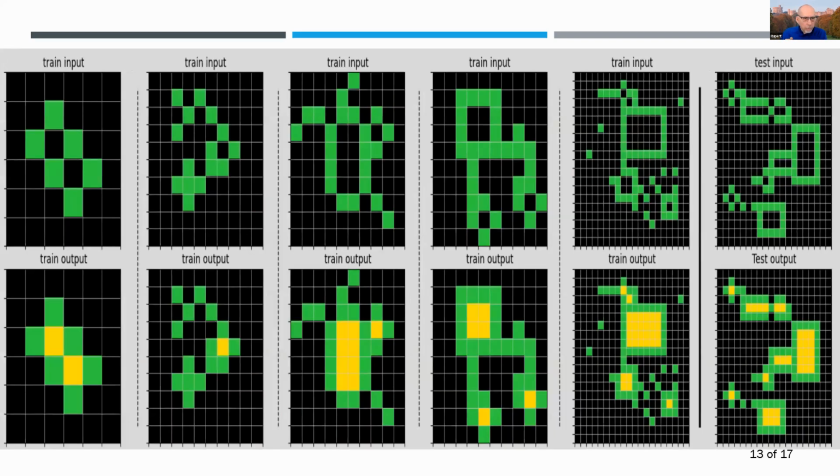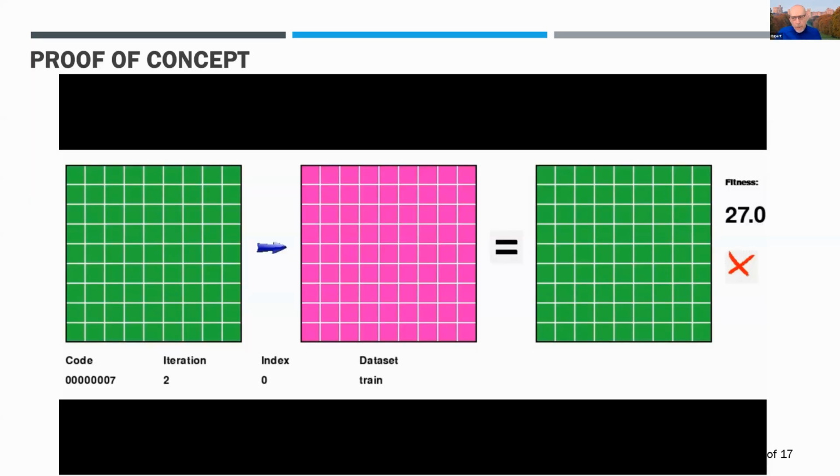One other example, here it's quite easy for us to work out that any area that is completely enclosed by other cells turns yellow in the transformation. But these are very difficult for computers to work out. So there's lots of complexities involved in these puzzles.